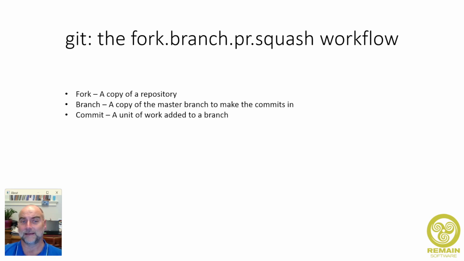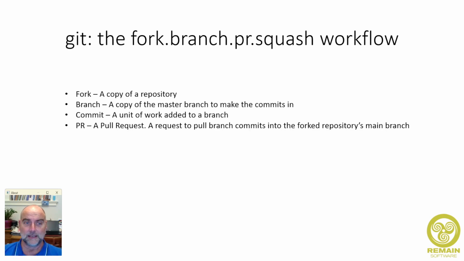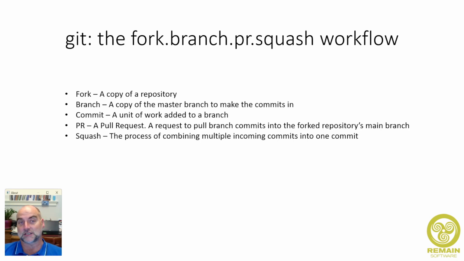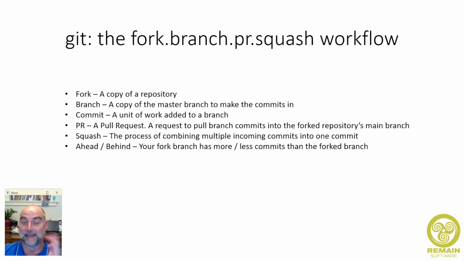Then you have a commit, a unit of work added to a branch, right? A couple of file changes, you commit it. Then you have a pull request. With the pull request you request the main repository to take your changes and merge them. A squash is the process of taking all your commits and squashing them into one and putting that in the main repository. And then ahead and behind means that your fork has more or fewer commits than the main branch, right?